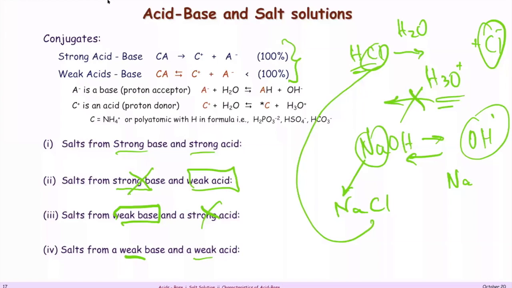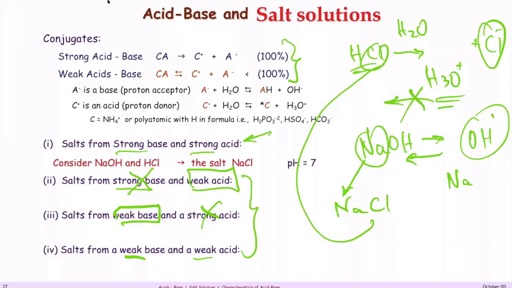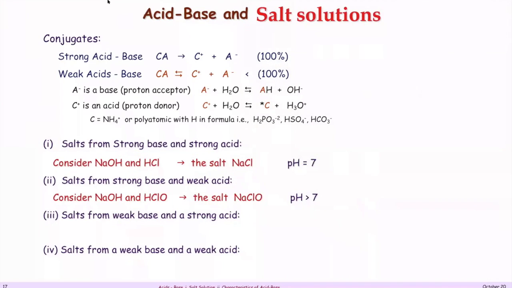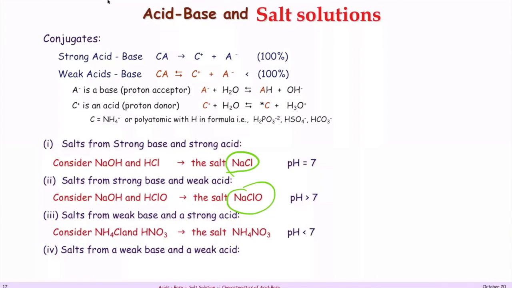In fact, you need to do math for all of these. For this, you don't need to do any math. It's going to be a neutral solution. So let's take a look at that, okay? In terms of this, again, these are examples of the salts. This one will be acidic, this one will be basic, and this one you don't know, you have to do the calculation.